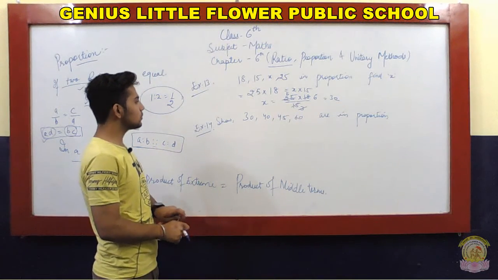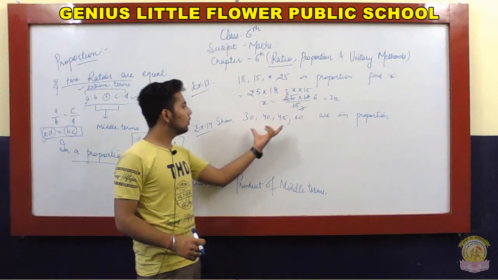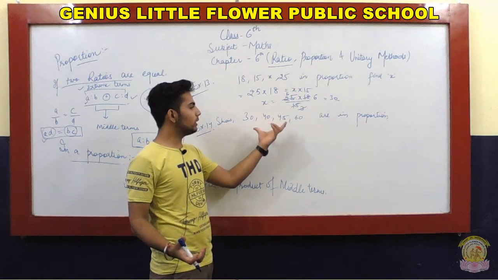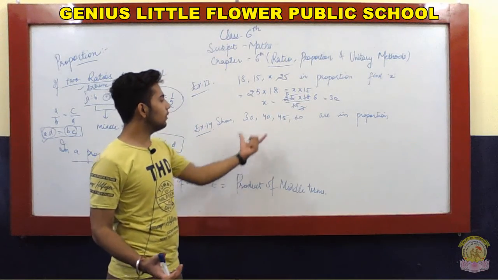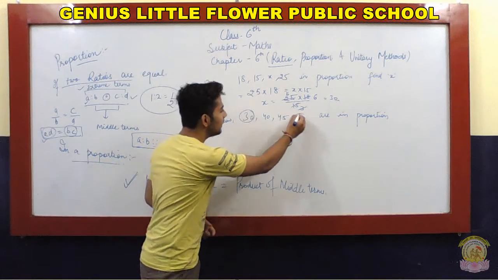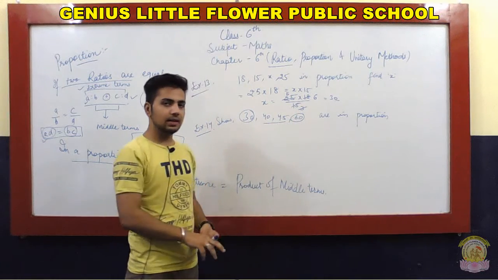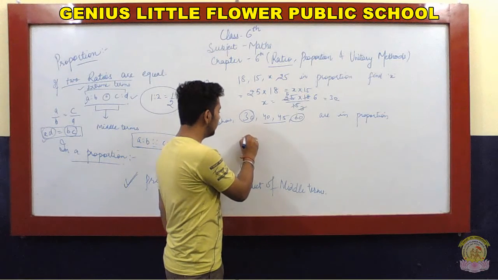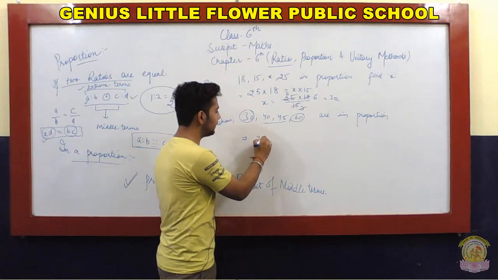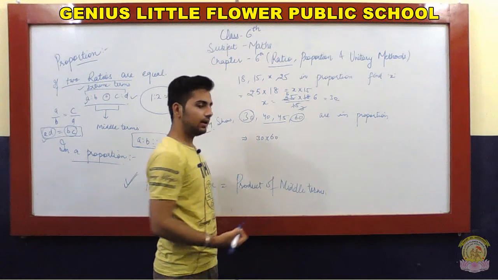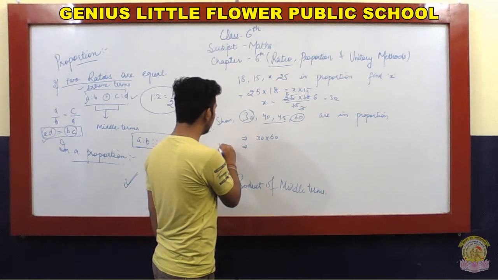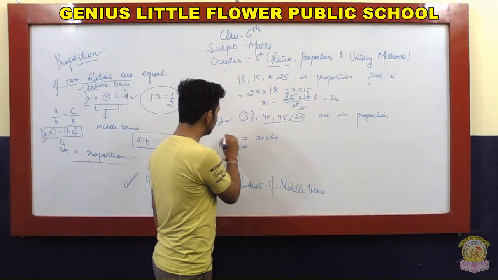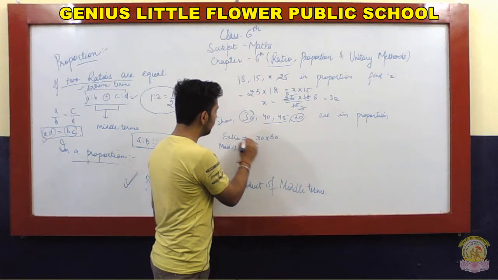Now moving to the next question, where you have to show that these four terms are in proportion. For this we can use the same result: if the product of the extremes is equal to the product of the two middle terms, then we can say they are in proportion. Okay, so let's find out. The product of extremes is 30 into 60, right? And the product of the middle terms is 40 into 45.